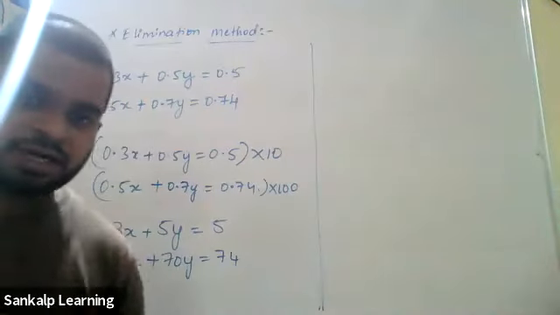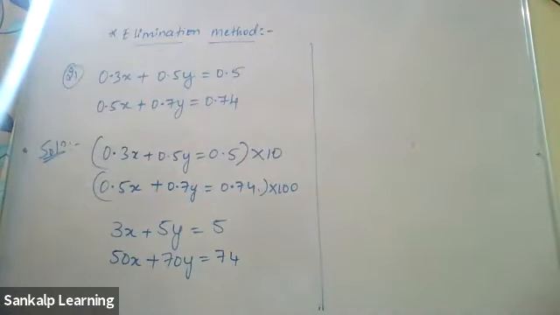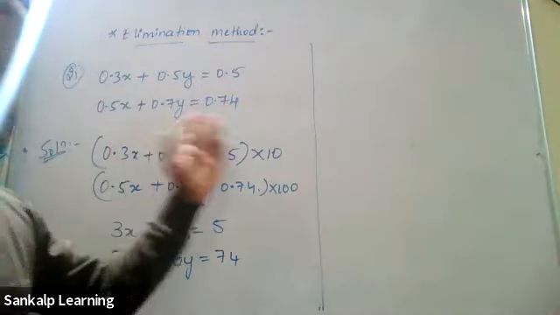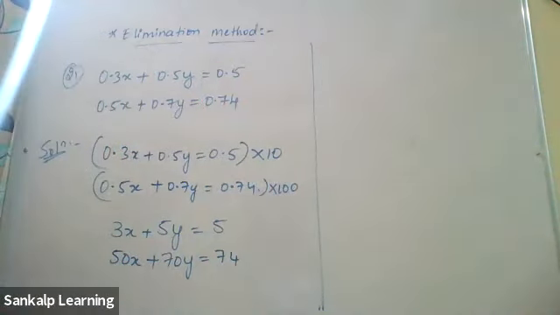So people who have attended for the first time, you can also understand: if decimals are there, we have to convert them. How? By multiplication by 10 or 100 depending on the decimal digits.